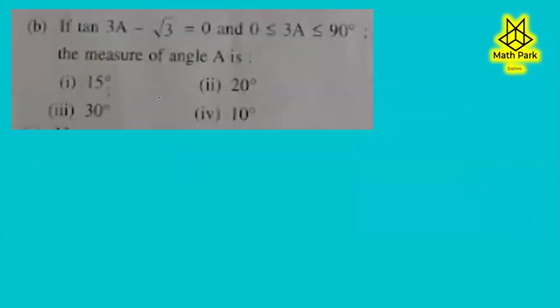Moving to B: if tan 3A minus root 3 is equal to 0 and 3A lies between 0 and 90 degrees, that is, 3A altogether is an acute angle, find the measure of angle A. So tan 3A minus root 3 is 0, so tan 3A is equal to root 3. Now we know that tan of 60 is equal to root 3. So from these two equations, we get 3A is equal to 60, and that is how you get A is equal to 60 upon 3, which is 20 degrees. So the second option is the correct one here.